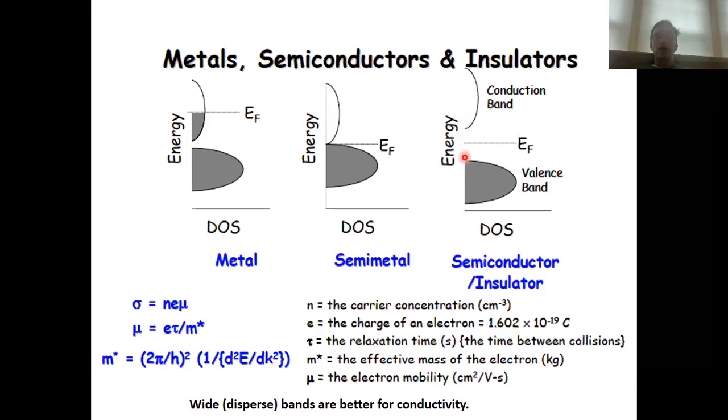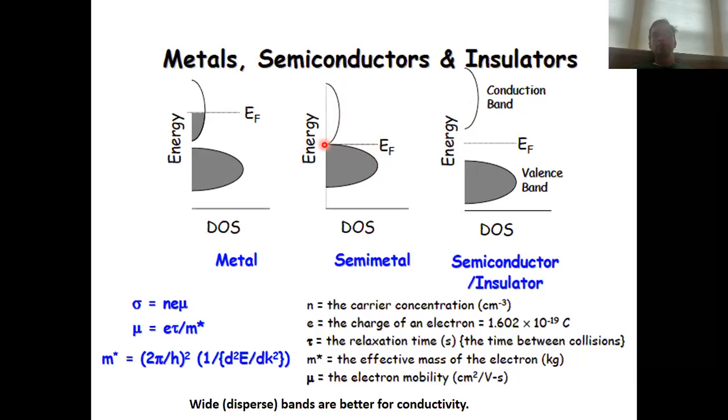Now you can actually have a borderline case in which the valence band and the conduction band touch. So you do not have a band gap, but the density of states at the Fermi level is exactly 0. Then you have something which is called a semi-metal. Actually, a single graphene sheet, for instance, is a semi-metal.